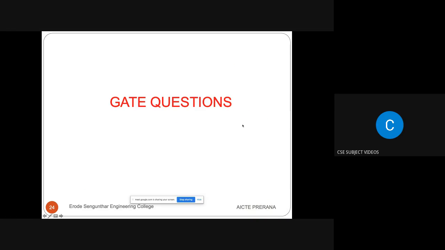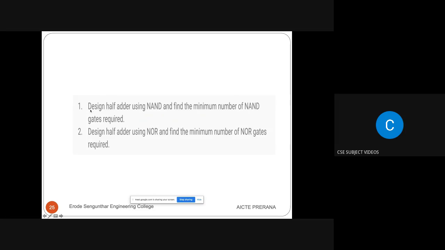So here are some GATE questions. First question, design a half adder using NAND and find the minimum number of NAND gates required. And design a half adder using NOR and find the minimum number of NOR gates. So we have to design the half adder using only NAND gates and using only NOR gates, and we have to use the minimum number of NAND gates and NOR gates.